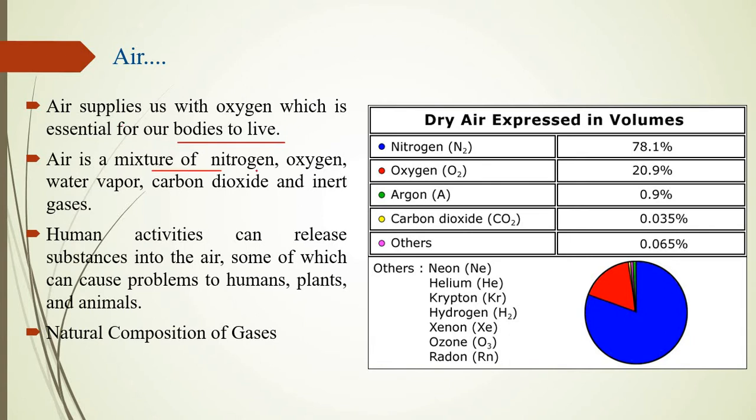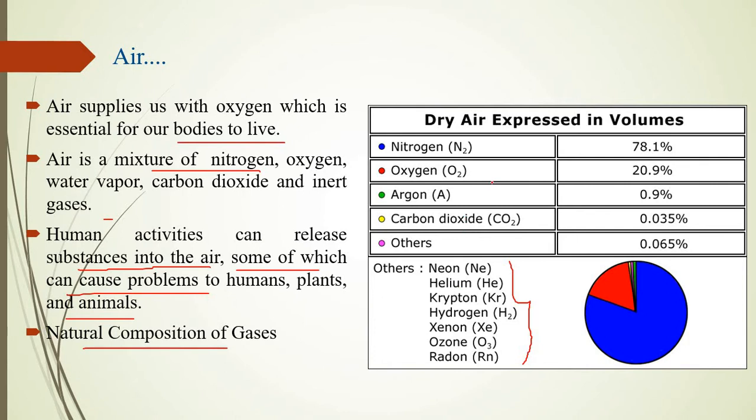Air is a mixture of oxygen, nitrogen, water vapor, carbon dioxide and inert gases, meaning different types of gases are available here. The list is given here. Human activity can release substances into the air, some of which can cause problems for humans, plants and animals. The natural composition of gases is here.